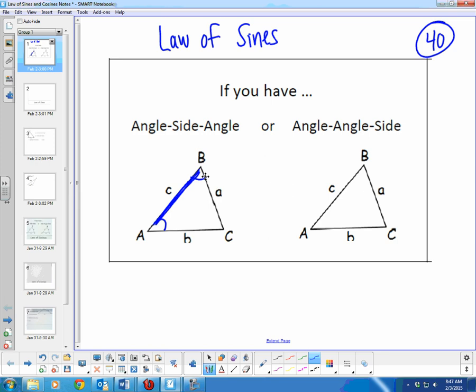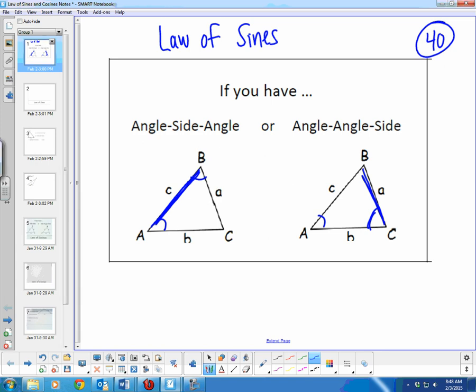All right, so if you have an angle, side, and angle, I want you to draw this on your notes with me. If you have an angle, side, and angle, you can figure out other angles and sides. Or if you have an angle, angle, and side, you can also use law of sines. Depending on where it is, if you have the side between the two angles, or a side that's not between the two angles, then you can figure out the other information.